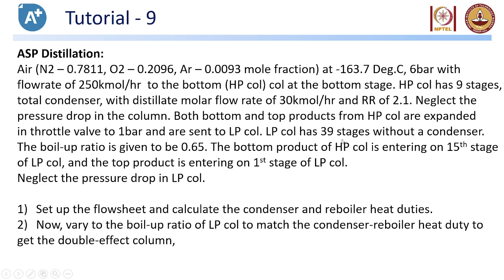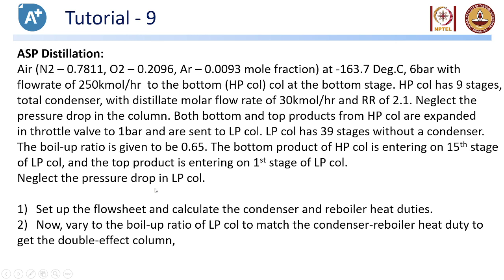This low pressure column has 39 stages. It doesn't have a condenser. The boil-up ratio is given to be 0.65. Okay, and the bottom product of the HP column is entering on the 15th stage of the LP column, and the top product is entering at the first stage of the LP column. Okay. Neglect the pressure drop in the column.